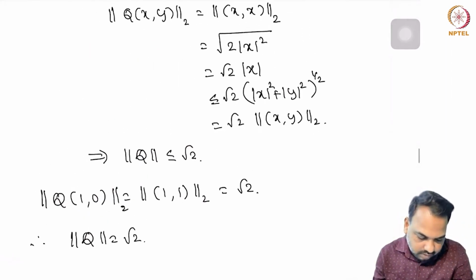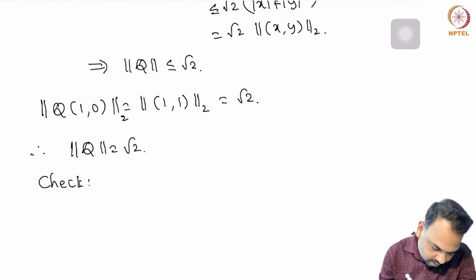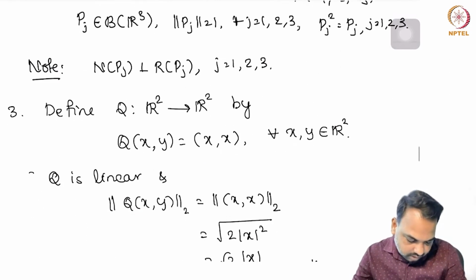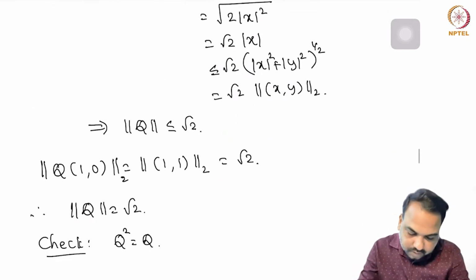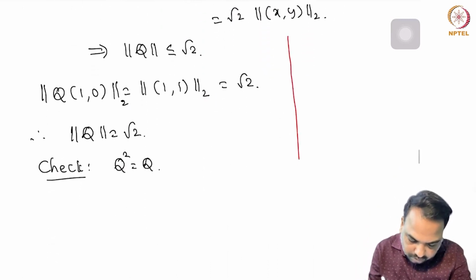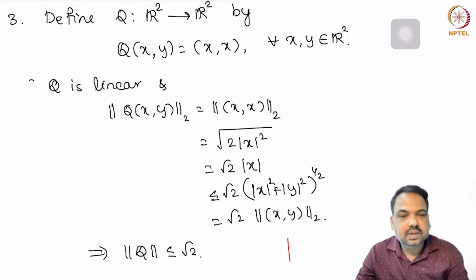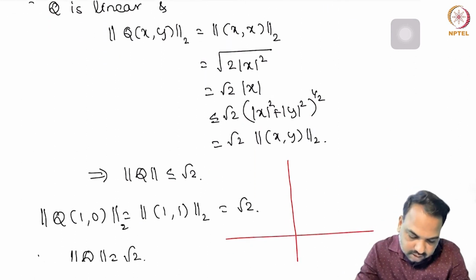Okay, so we can easily show that this is a projection. We can easily check that Q square equals Q. If you look at the kernel of Q, or null space of Q, the null space of Q is the set of all (x, y) such that Q of (x, y) is 0. That means the set of all (x, y) such that (x, x) is 0, that is, x is 0. So the y-axis is the null space in this case.